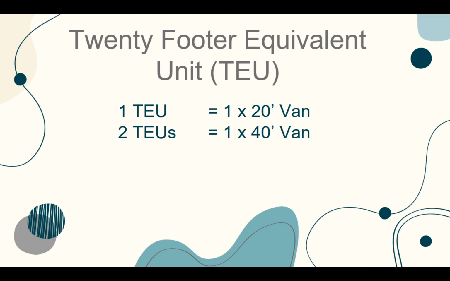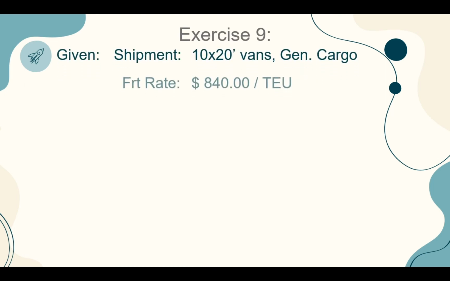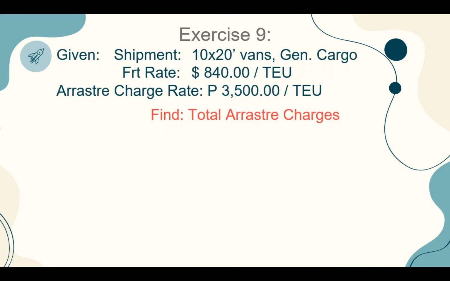So, kailangan natin tong i-memorize again, no? Yung 1 TEU is equal to 1 by 20-footer van. Okay, so let's proceed to the exercise. So, our shipment is 10 na general cargo. So, our freight is $840 per TEU. Arrastre charge rate is 3,500 peso per TEU. So, let's find the total arrastre charges.